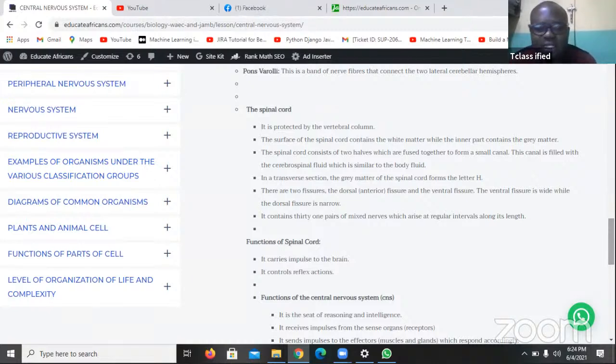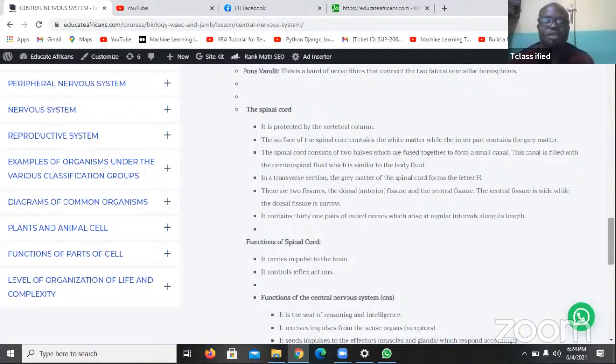It contains 31 pairs of mixed nerves, which arise at regular intervals along the length. What are the functions of this spinal cord? Number one, it carries impulse to the brain. Number one function of the spinal cord is to transport impulse to the brain.